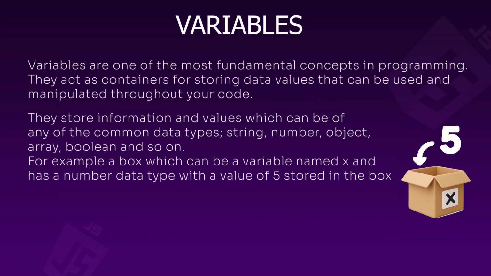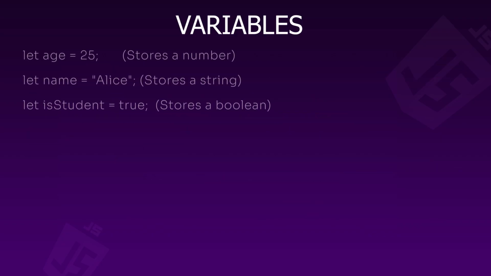An example of a variable would be age equals 25, or let name equals Alice. Now, name is storing a string data type, and age is storing a number data type. In JavaScript, we are provided with three ways of declaring variables.